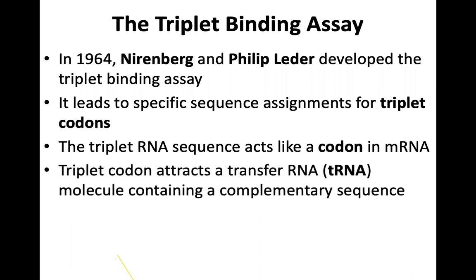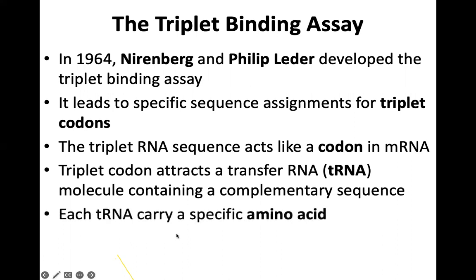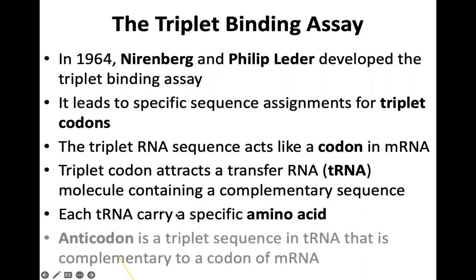Now the triplet codon attracts the transfer RNA molecule containing the complementary sequence. Each transfer RNA can carry a specific amino acid. So in the cellular machinery, other than the messenger RNA, there is transfer RNA which is carrying the amino acid, and this is definitely a triplet just like in the mRNA, but it would be complementary to the mRNA triplet. And this is called the anticodon, that's the triplet sequence in transfer RNA. Anticodon because it's complementary to the actual codon on the mRNA.